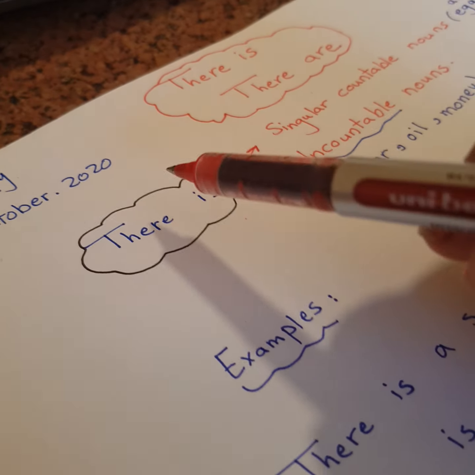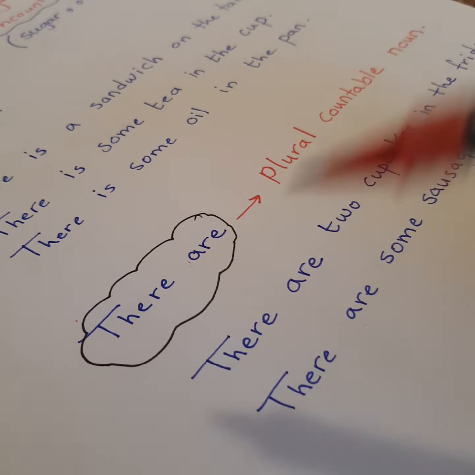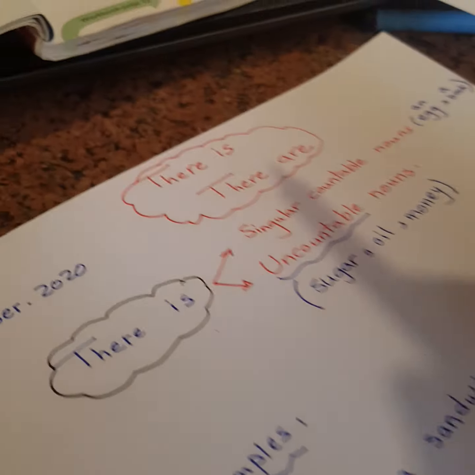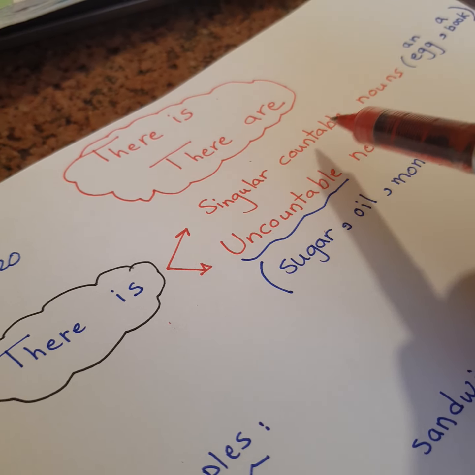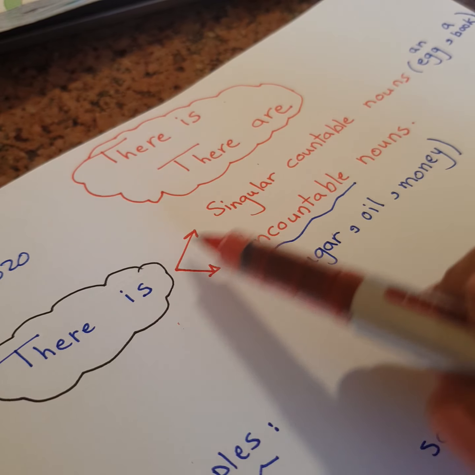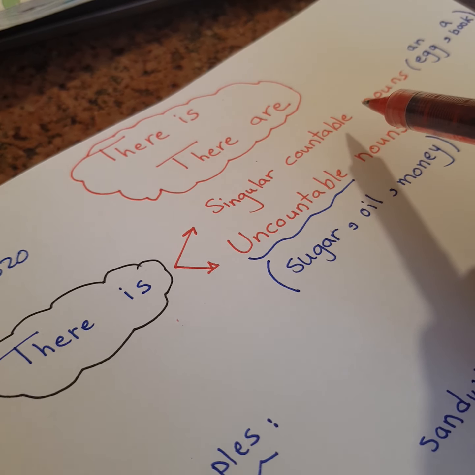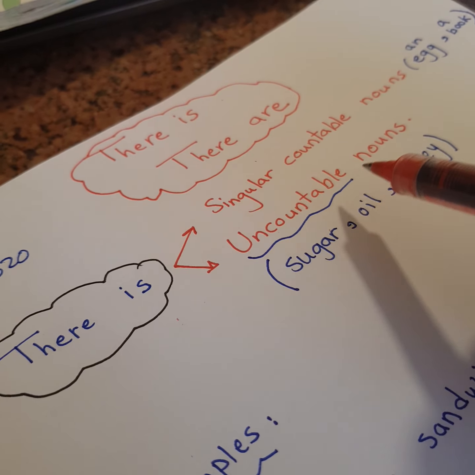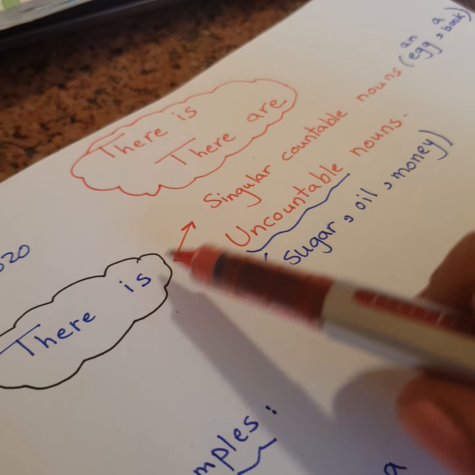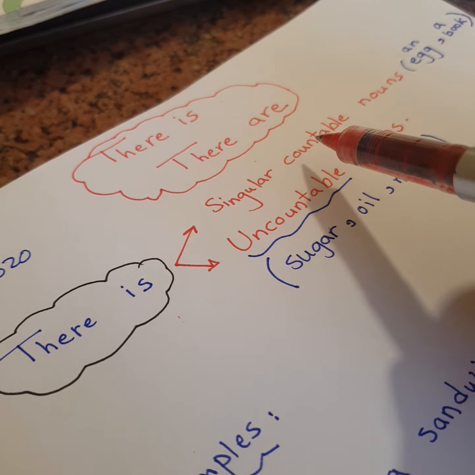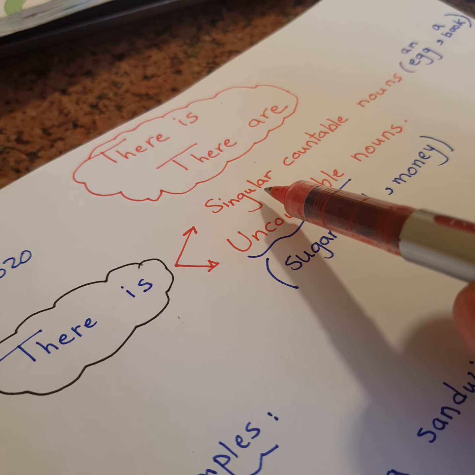متى بدي أستخدم there is ومتى بدي أستخدم there are. There is is used with singular countable nouns and uncountable nouns. نستخدم there is مع الأسماء المعدودة المفردة.